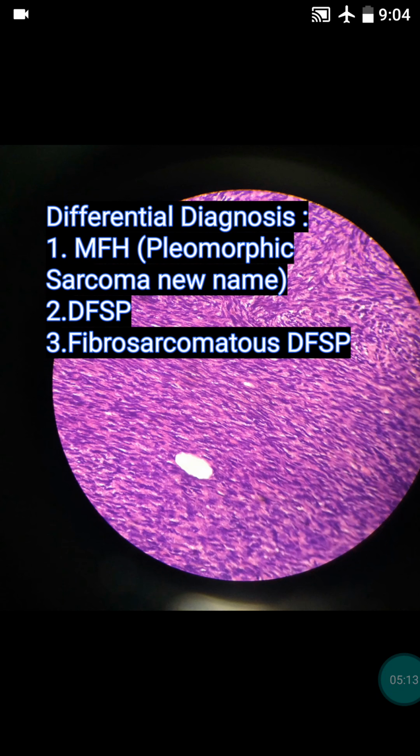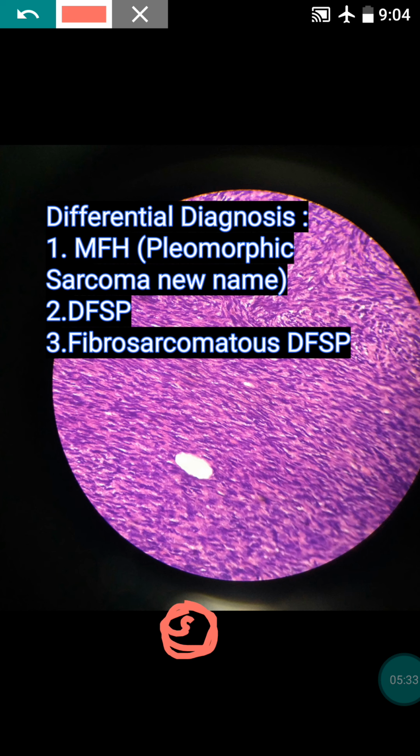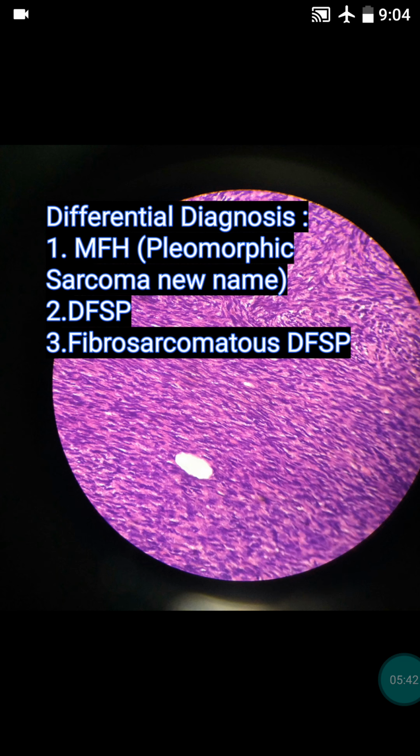So how will you differentiate it from MFH? MFH means malignant fibrous histiocytoma. It is nowadays known by another name, that is pleomorphic sarcoma. In pleomorphic sarcoma, fibroblastic proliferation is present, but you can also see epithelioid cells that are circular, and additionally some amount of giant cells. Usually giant cells are present in MFH and the cells are more pleomorphic. So a high degree of pleomorphism, the presence of giant cells and bizarre cells, that is very pleomorphic cells, are characteristic of MFH.